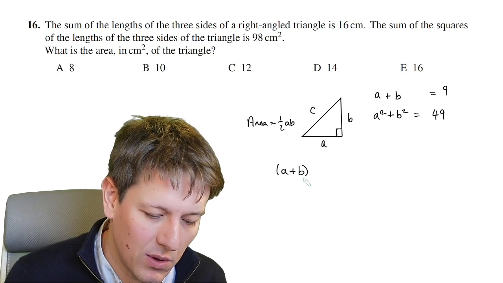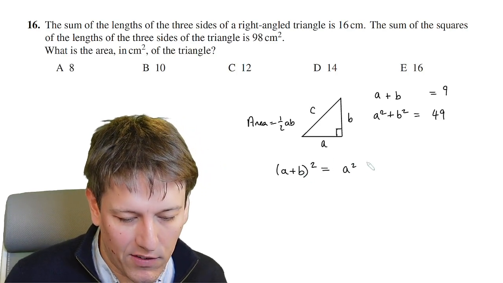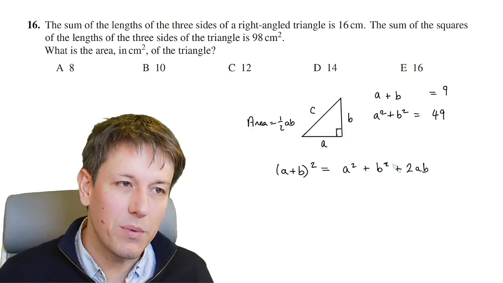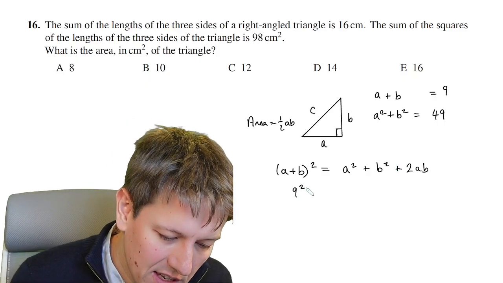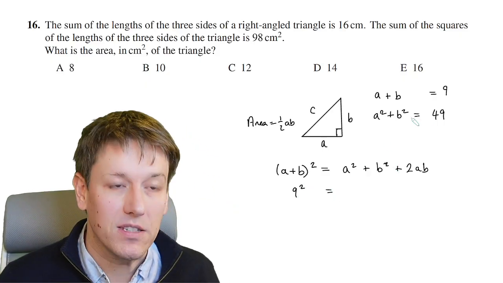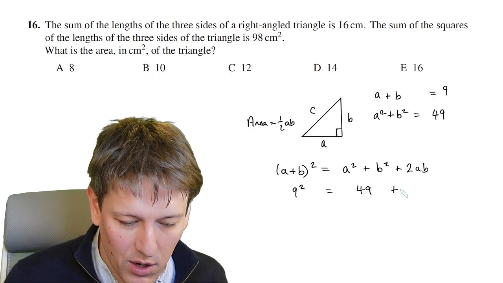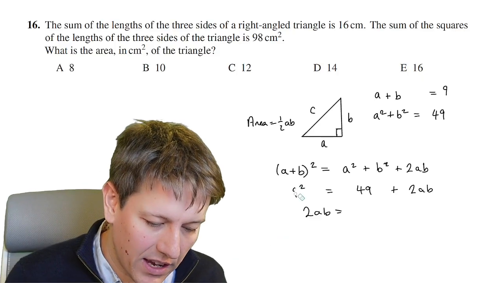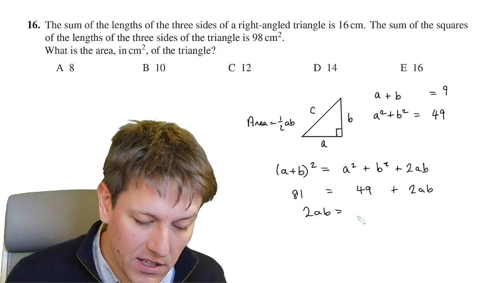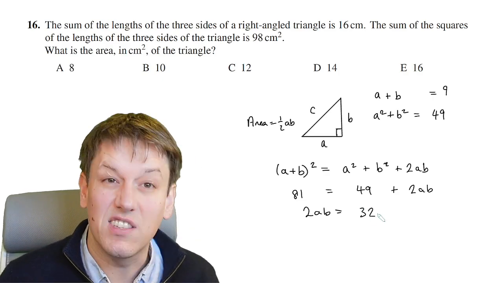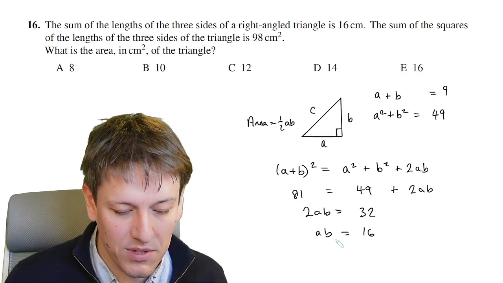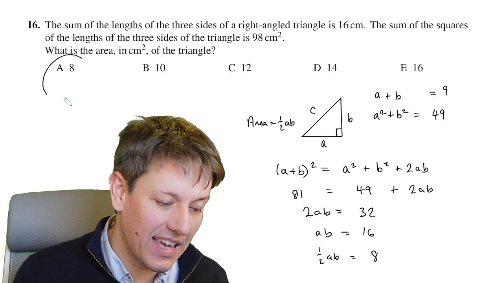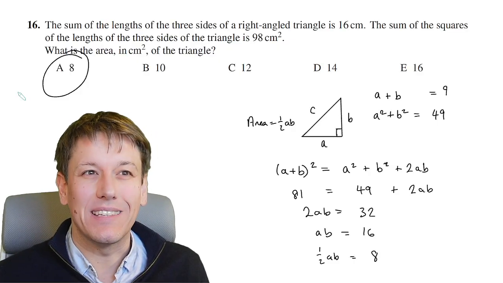And the way to do it here would be to do A plus B all squared, right? And if you multiply that out, you know you've got A squared plus B squared plus 2AB. Now, look at what we've got. We've got A plus B is 9, so this is 9 squared, and we've got A squared plus B squared is 49. So actually, I know that 9 squared equals 49 plus 2AB, so 2AB is 9 squared, which is 81, minus 49. 81 minus 49 is 32. So that would give us that AB equals 16, and a half AB, which is the area of the triangle that we're looking for, would be 8. And so the answer there is A, without having to go through that complicated simultaneous equation route.